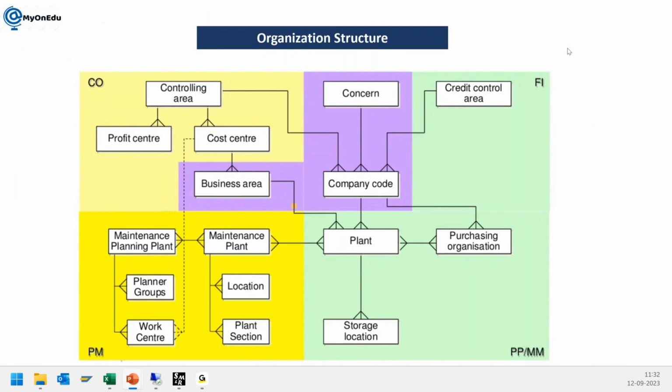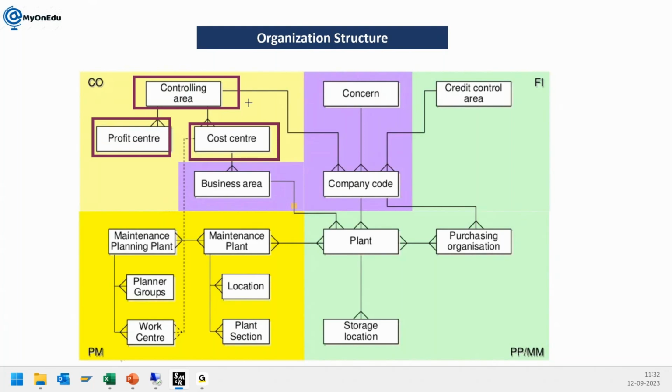So we can have multiple company codes under controlling. This is the controlling area information, like how many controlling areas we have. We have one controlling area. Under the controlling area we have the profit center and cost center, and we have linked the company code under the controlling area.